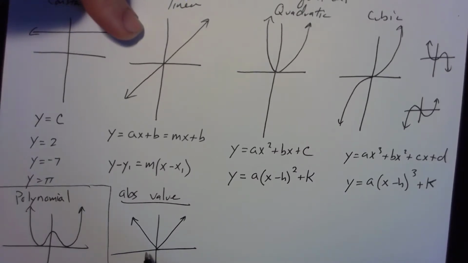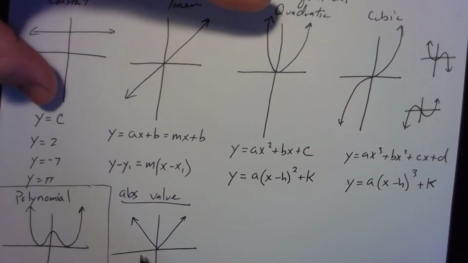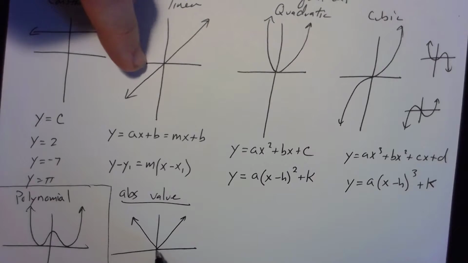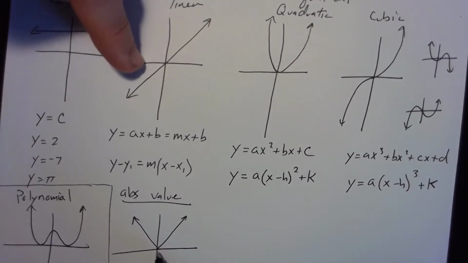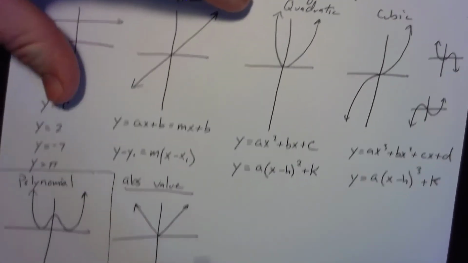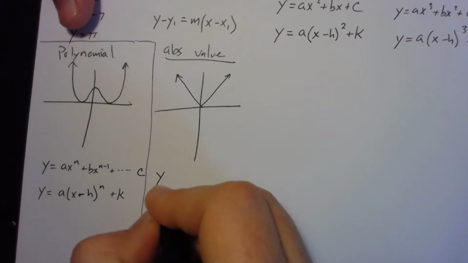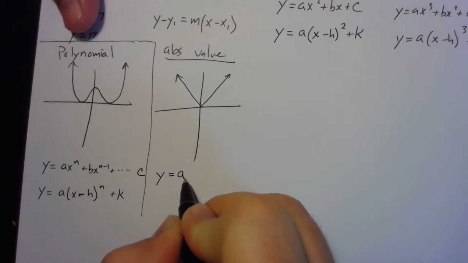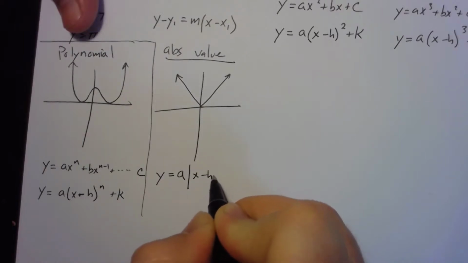Now, the absolute value could be a manipulation of a quadratic, a cubic, or any other function, but the absolute value specifically monitors what the function is, takes all the negative values in terms of negative y, and flips it up. So this generic equation is going to look like this in terms of a standard form: a absolute value of x minus h plus k.